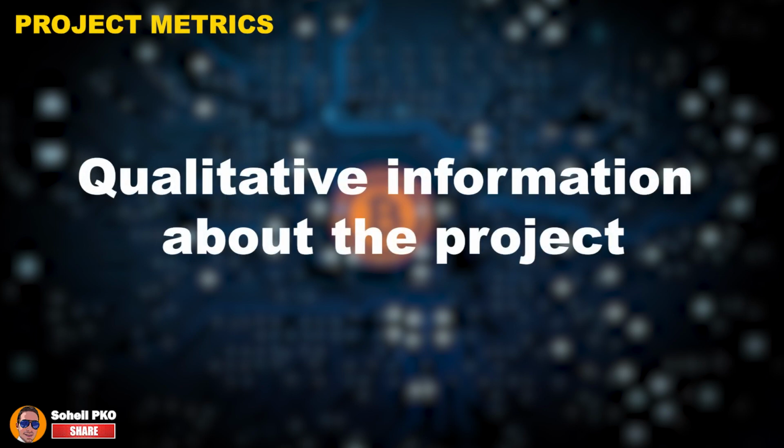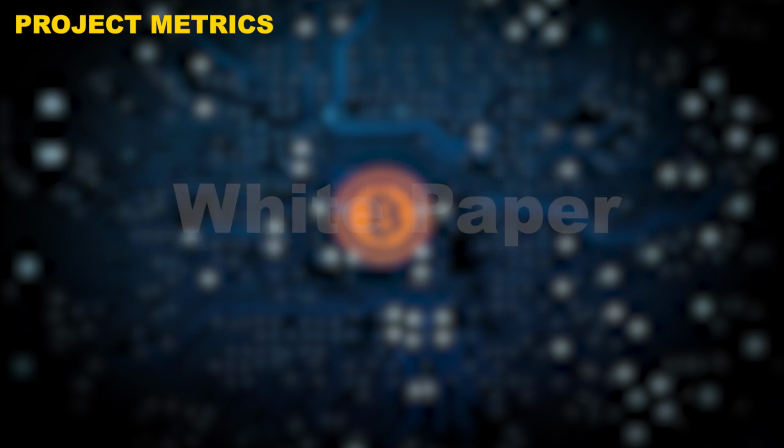Project metrics are not quantitative like financial metrics or on-chain metrics. These are actually qualitative information about the project, such as the white paper, the team behind the project, and these kinds of information related to the crypto asset. Let's begin with white paper.